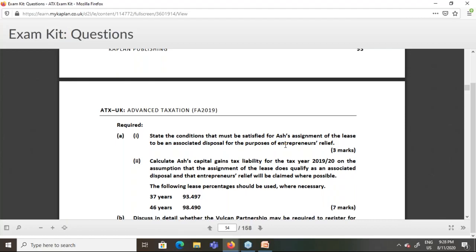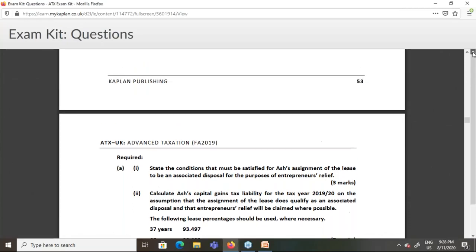Before giving you the break, I mentioned that there are several situations where you can claim the entrepreneur's relief. One such situation is if the disposal falls within the category of an associated disposal, you are in a position to claim the entrepreneur's relief. So first of all, we need to find out the meaning of an associated disposal. First, we will answer that question.